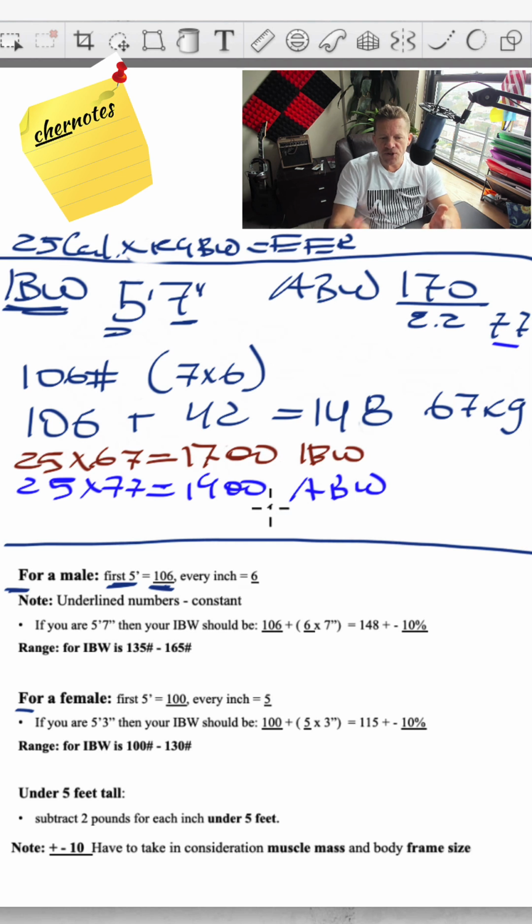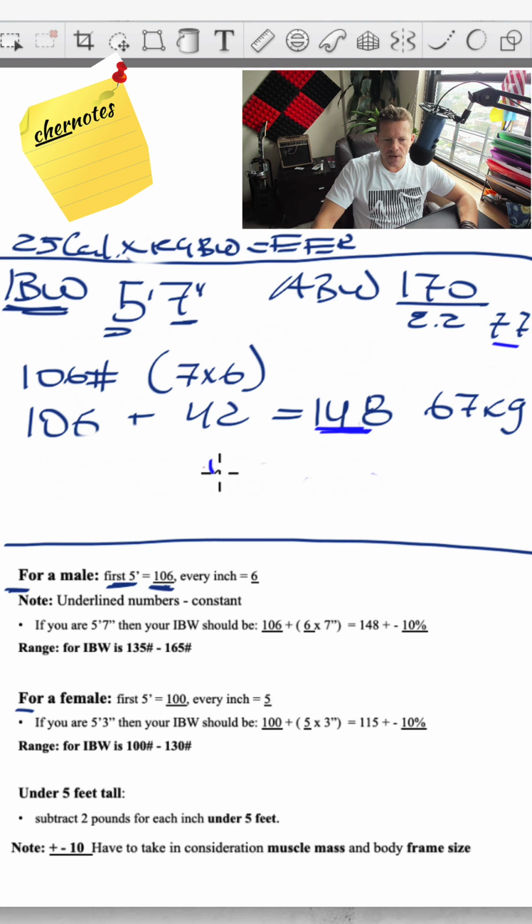But the thing is, there is a range. There is obviously a range. So when you calculate your ideal body weight, there is always plus 10% and minus 10%. So what it means is, that's my ideal body weight, 148.